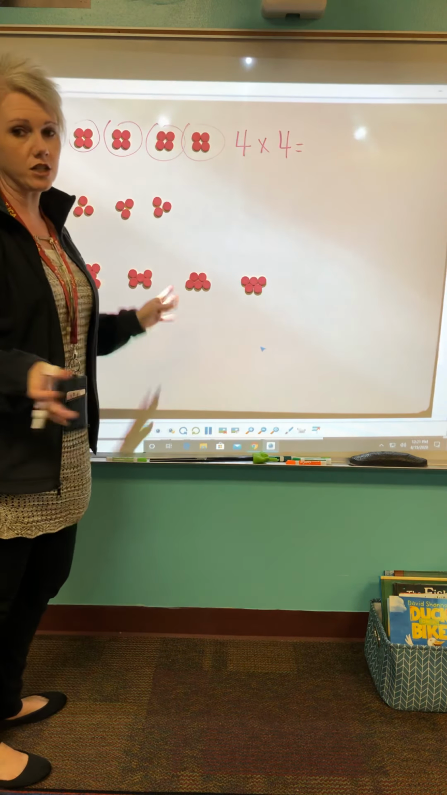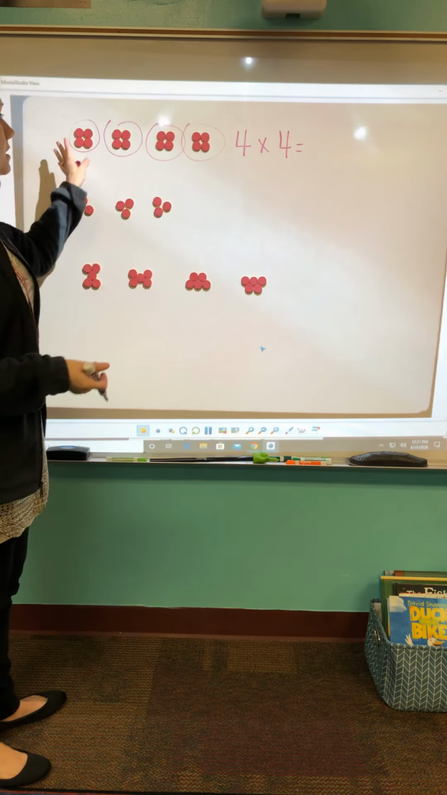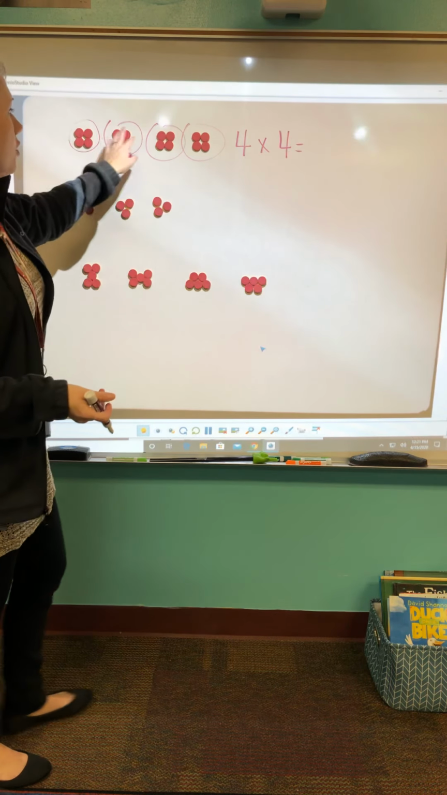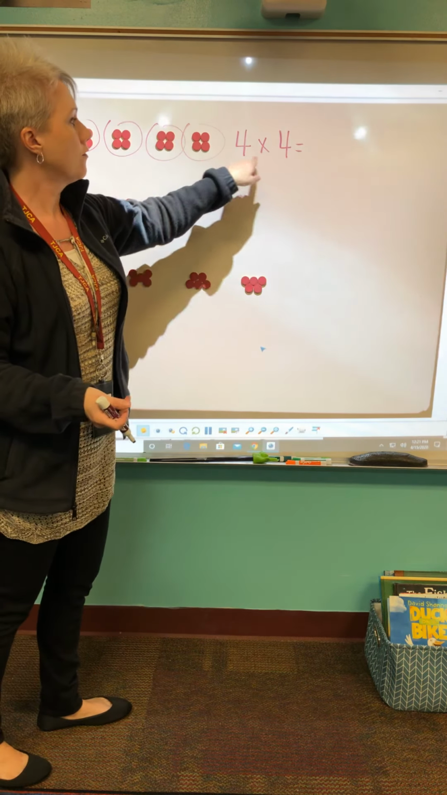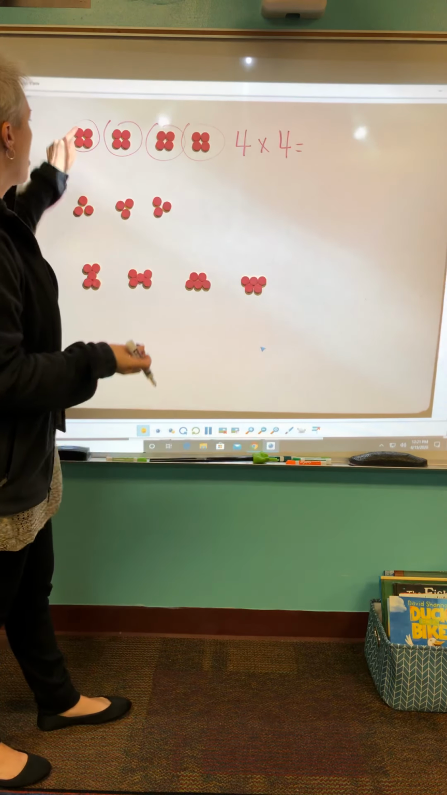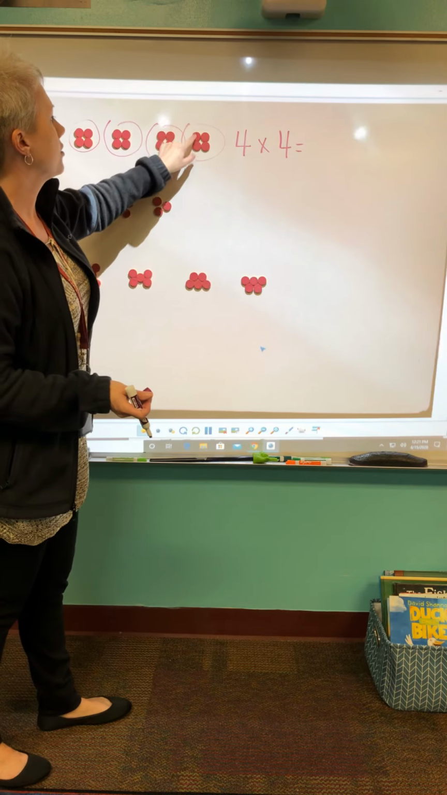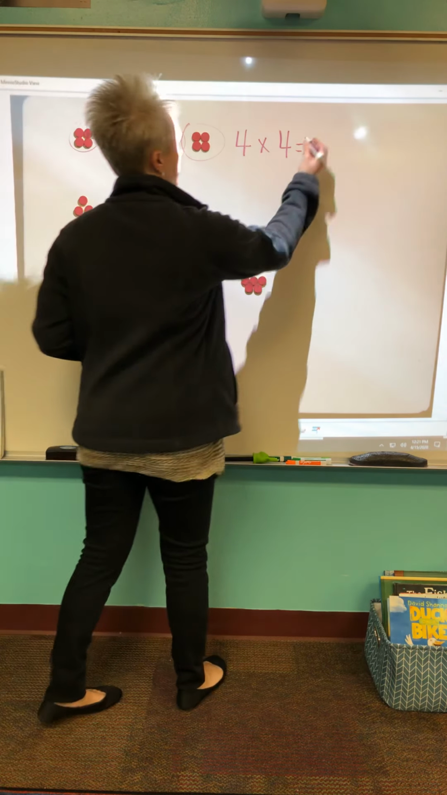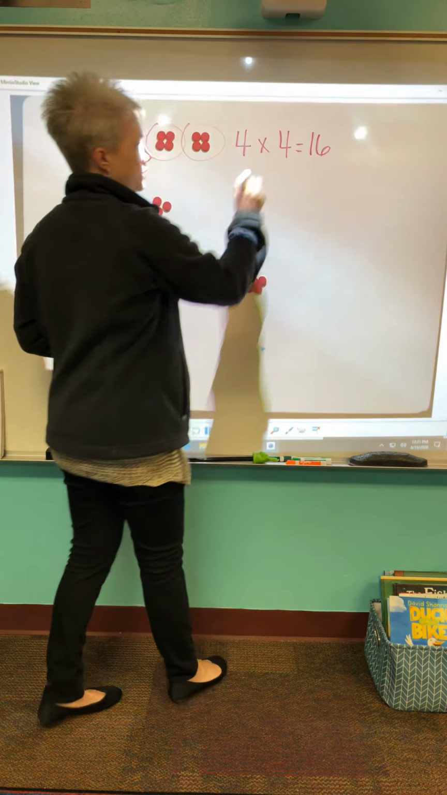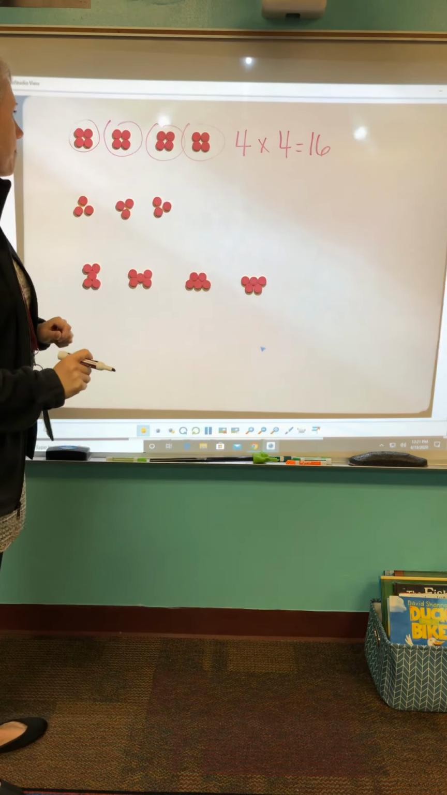Remember, multiplication is repeated addition. So I'm just going to add all these up. 4 groups of 4. 4 times 4 equals 1, 2, 3, 4, 5, 6, 7, 8, 9, 10, 11, 12, 13, 14, 15, 16. 4 groups of 4 equals 16.